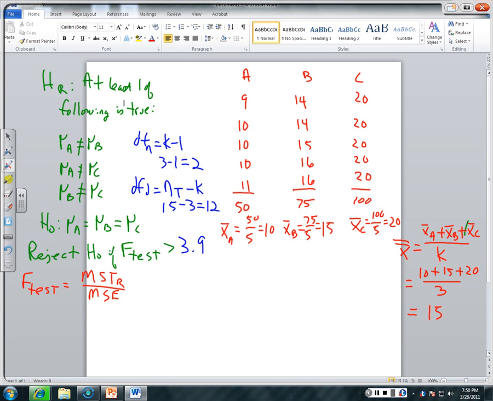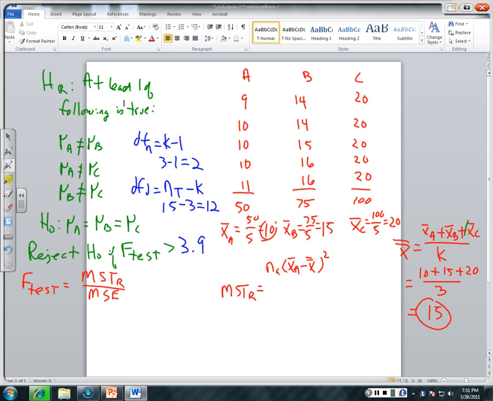I'm still going for my ambition of getting this all on one page. It's going to be tough. MSTR is basically going to be, I'm going to take each of those sample means and get the distance from the mean of all of the means. And I'm going to use that to get the effect of the means. And so it goes like this. MSTR is equal to n_A (x bar A minus x bar bar) squared. So I'm weighting it by sample size, and I'm getting the difference between this sample mean and the grand mean.